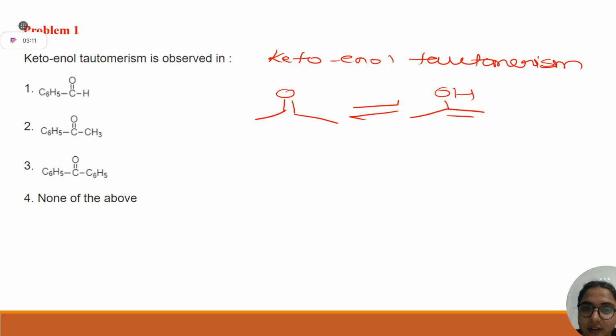Sorry for that. Now tell me, among this ketone and enol, which form is more stable and why? Ma'am, keto form is more stable. Keto form, okay. And enol is lesser stable. Why? Ma'am, due to the carbon oxygen double bond in keto. Exactly. The bond strength of C double bond O bond is greater than C double bond C.